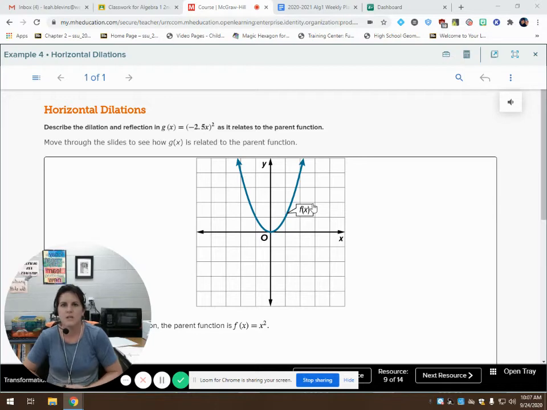Guys, welcome back to the second half of our lesson on the transformation of functions. We're going to pick up in your student workbook today on page 59 with horizontal dilations. This is example number 4.